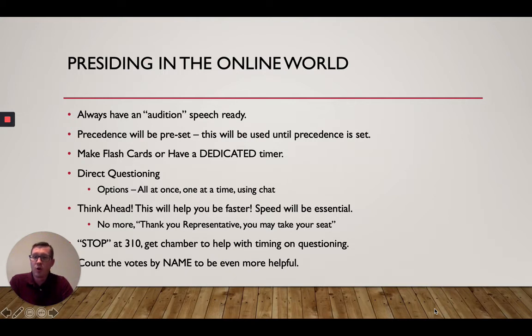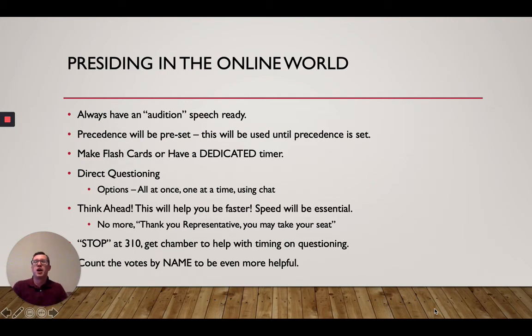When there are no more questions, you could say, thank you, Representative. Oh, excuse me, let me rephrase that. There is no more of the "thank you, Representative, you may take your seat." When questioning time is over, you could say, "Thank you, Representative, questioning time has elapsed. We're now in line for a speech and negation." This is your opportunity to keep it moving.